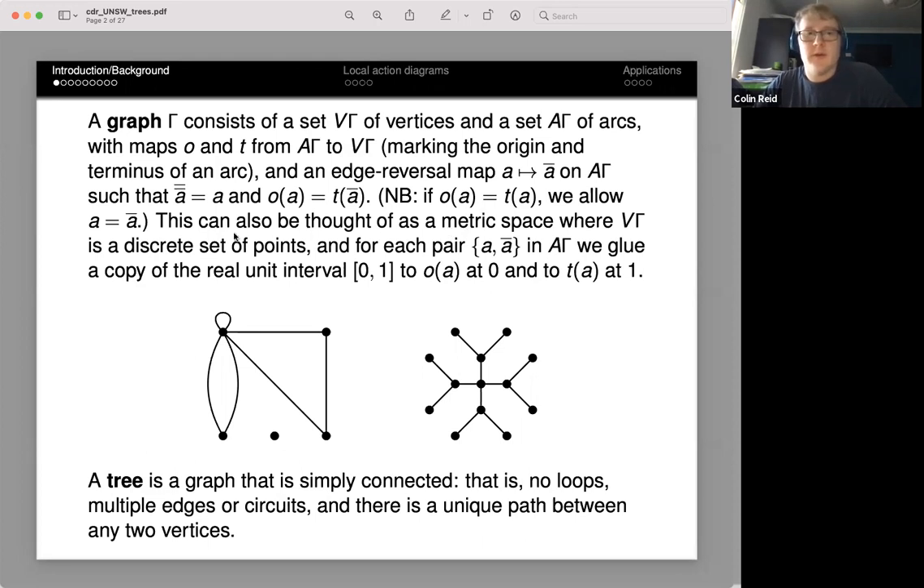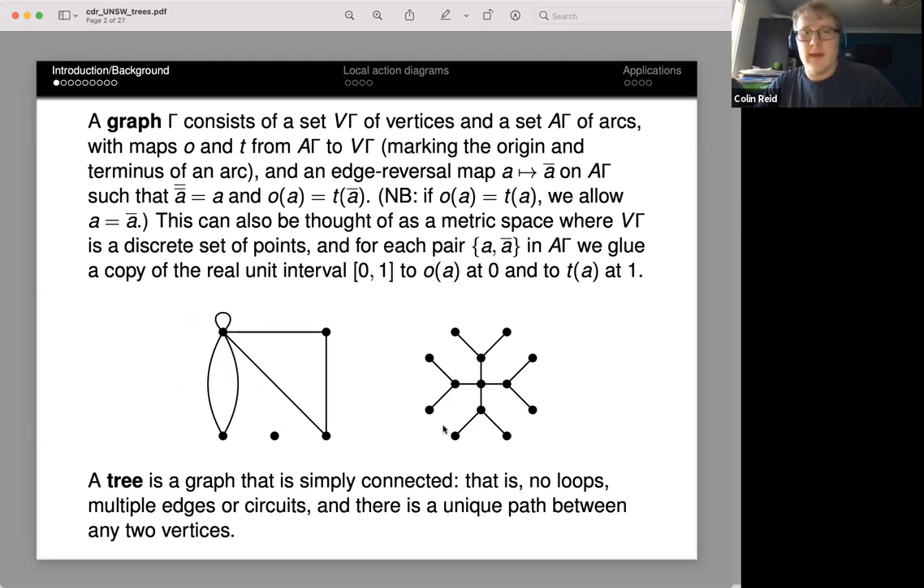Aside from that last point, you can also think of graphs as a kind of metric space where the vertices are some discrete set of points, and then for each pair of an arc and its reverse, you glue a real unit interval to the endpoints of the arc. I'm just saying that so that I can say things like simply connected and so on, and it makes sense. So for instance, here is a graph. We allow loops, multiple edges.